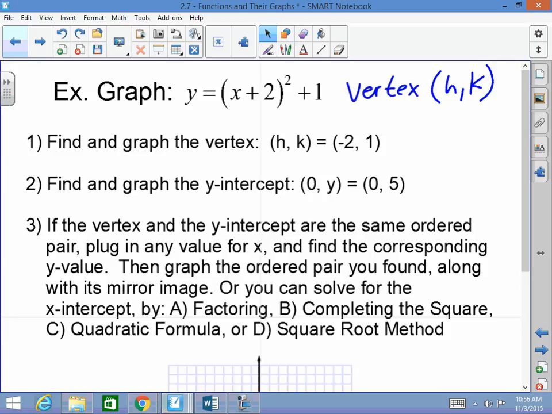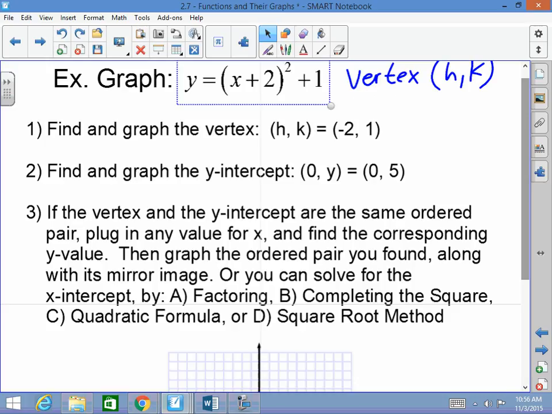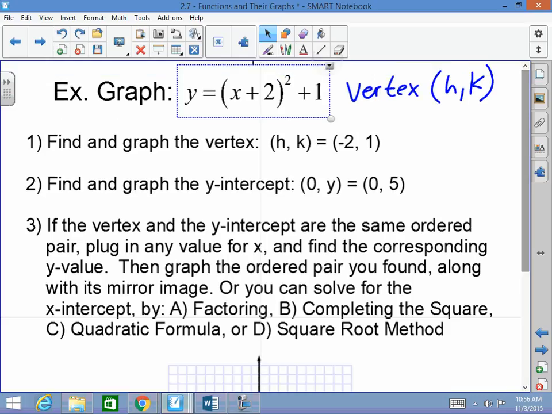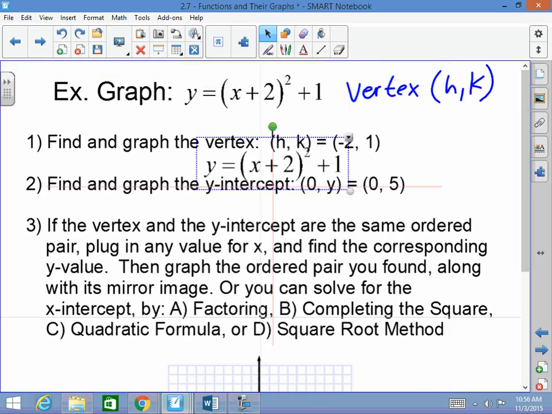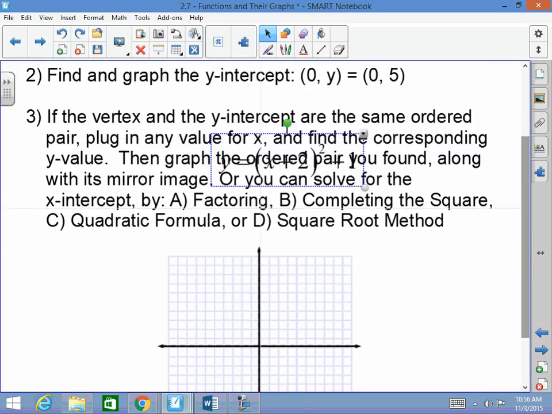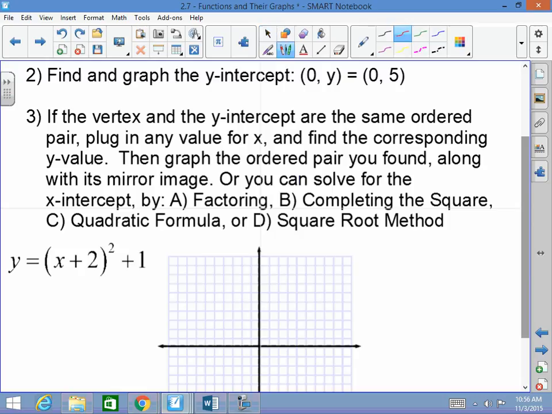So, let's talk about this. I have y equals (x plus 2) squared plus 1. You go ahead and bring that bad boy down. Let me show you how beautiful this is. Step 1, find your vertex. My vertex is -2, 1. So that's my vertex. Step 2, what's my y-intercept here? When x is 0, what's 2 squared plus 1? Okay. 1, 2, 3, 4, 5.